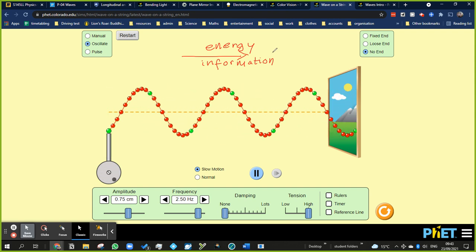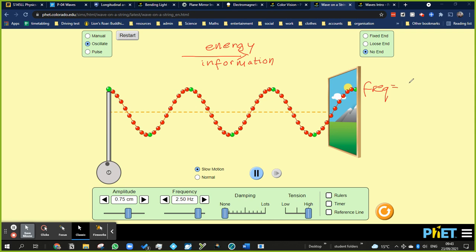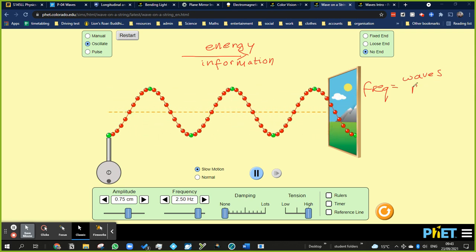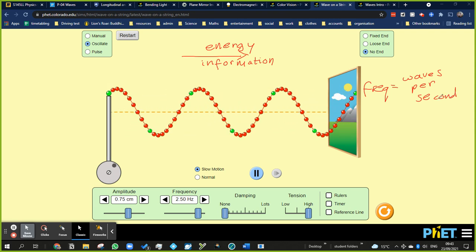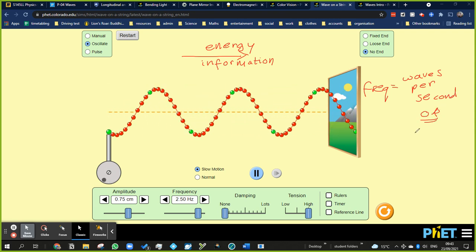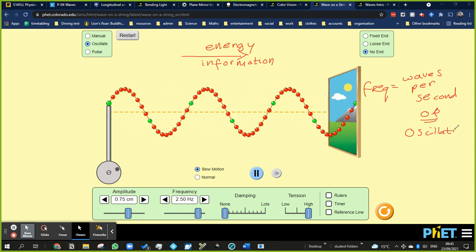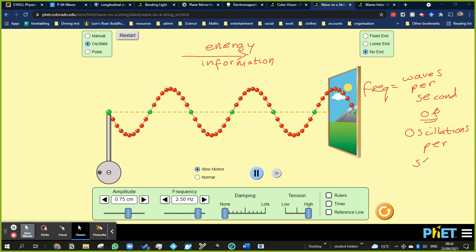So the frequency is equal to the waves per second. But you could also measure it as the oscillations per second. We'll talk about what oscillations mean in a moment. Oscillations per second.